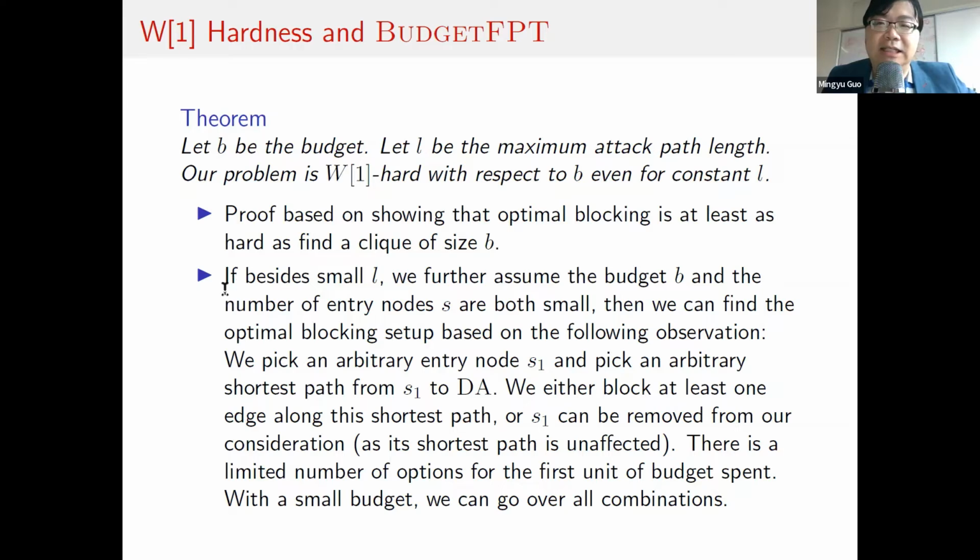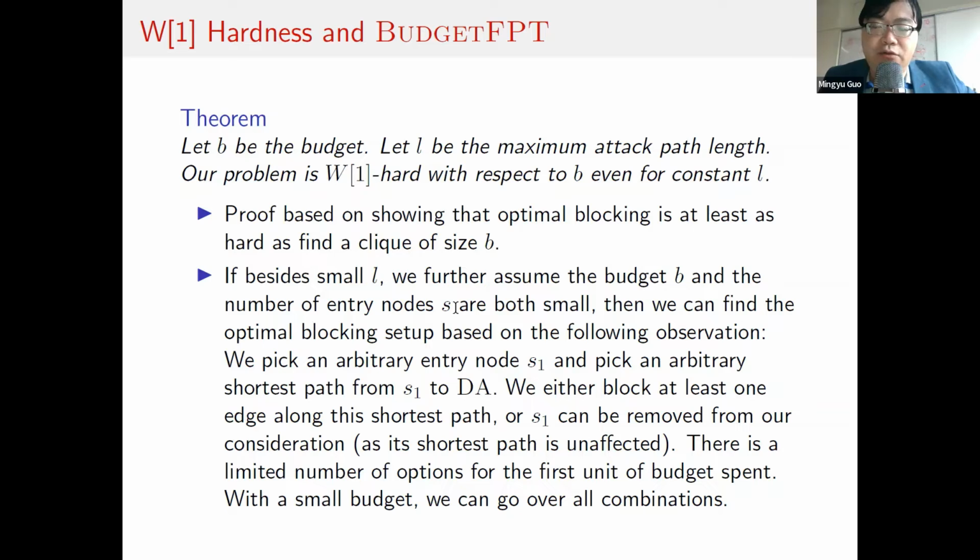And then our first fixed parameter algorithm is actually very straightforward. So the idea is like this. If, besides assuming a small L, small maximum attack path length, we also assume that both the budget and the number of entry nodes are small, then we can easily just use a bounded width tree search algorithm to find the best solution. So the idea is that we can select one entry node, and for this entry node, we just find an arbitrary shortest path from this entry node to the domain admin. And then we have to do something on the edges along this shortest path.